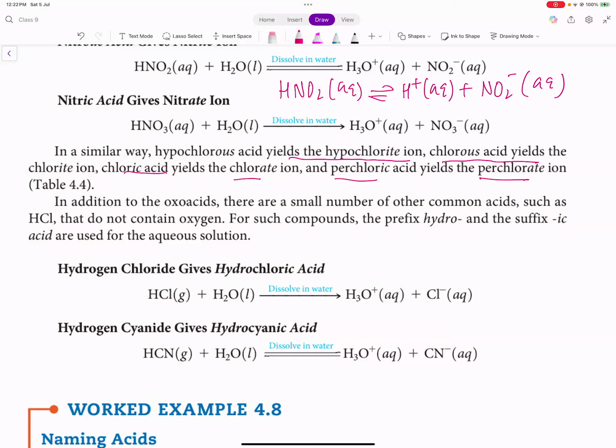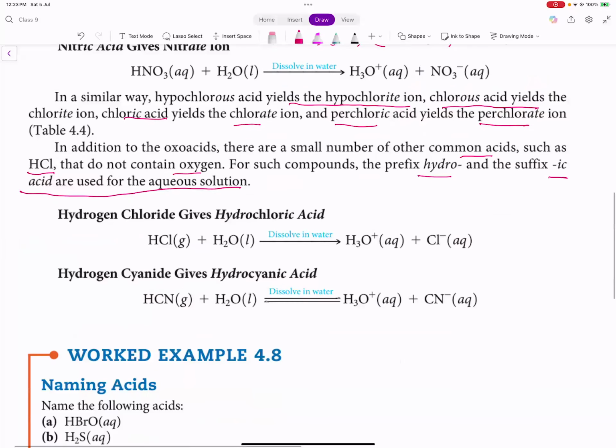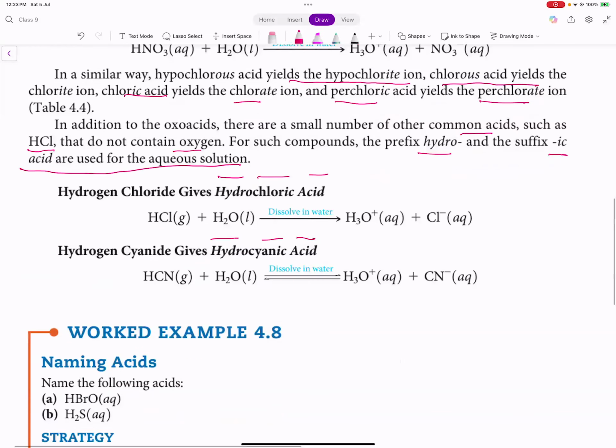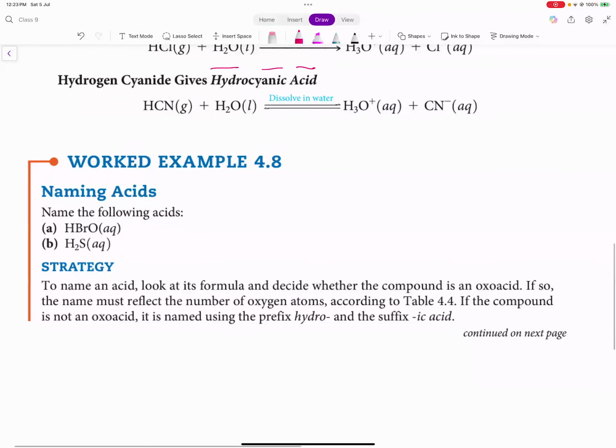There are a small number of other common acids, such as HCl, which do not contain oxygen. For these, we use the prefix hydro and the suffix ic. Acid is used for the aqueous solution. So hydro and chlor, it is hydrochloric acid. HCN is hydrocyanic acid, right? So this is the thing.